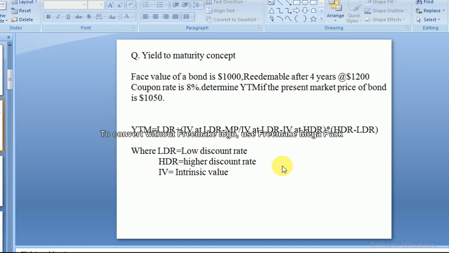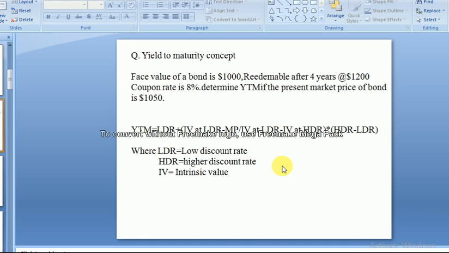In the last lecture we completely discussed the concept of YTM, yield to maturity, and we also solved a practical question on it. So this is a question which I am giving you for home practice. The face value of the bond is 1000, redeemable after 4 years at $1200, and the coupon rate is 8%. So determine the YTM if the present market price of the bond is 1050.